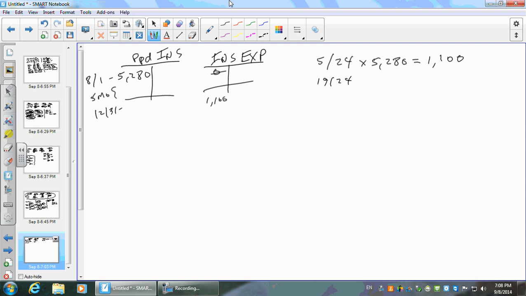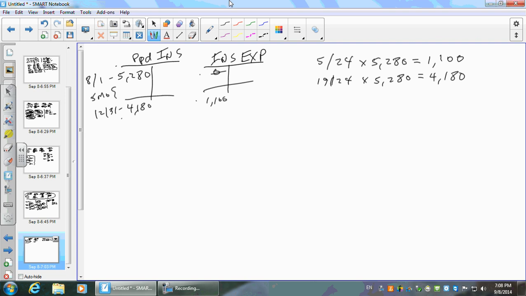19/24, you don't have to do this calculation, but obviously that's what it is. You can take 1100 away from the 5280 and it's 4180, is that right? That must be what? Yeah. And after you know that, if you know where you're at and you know where you want to be, making the adjusting journal entry is a joke, isn't it?